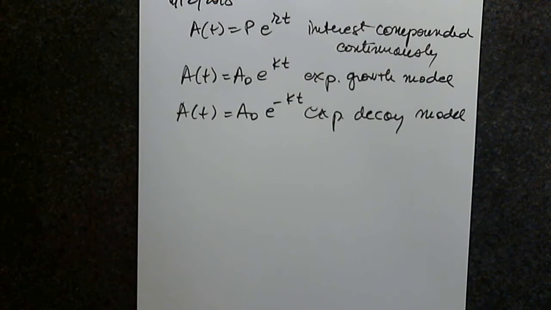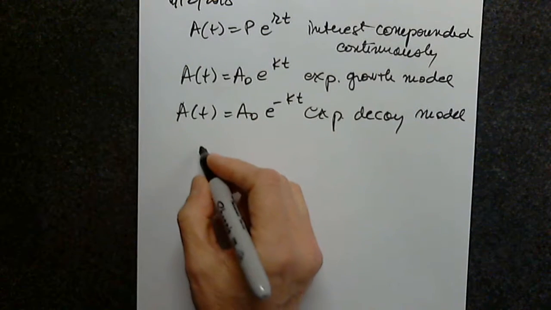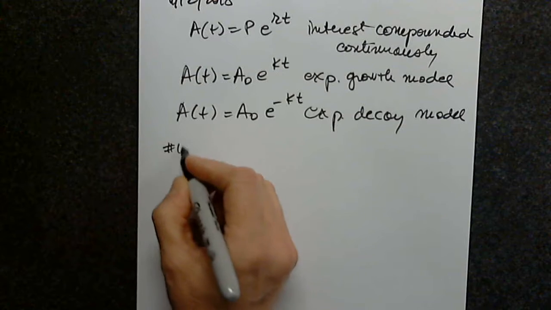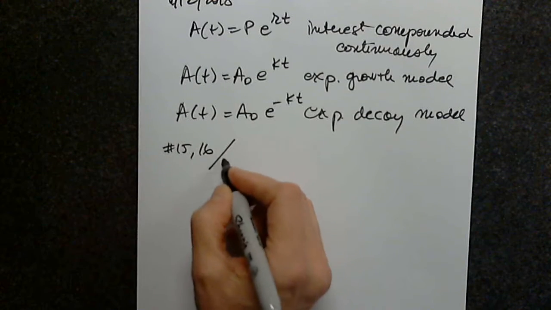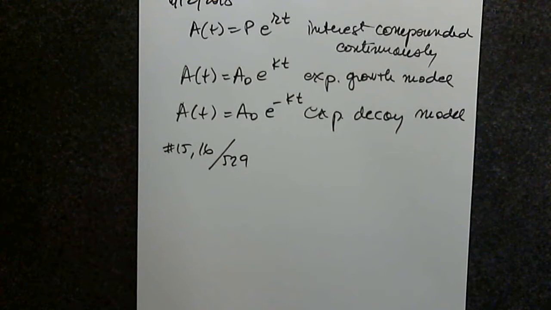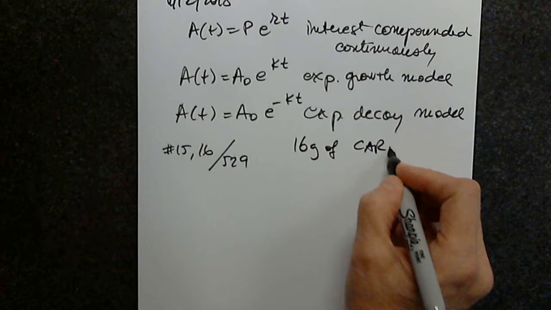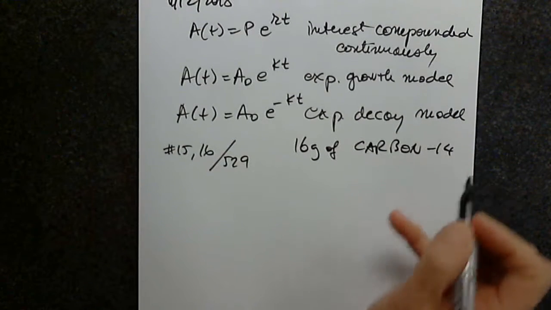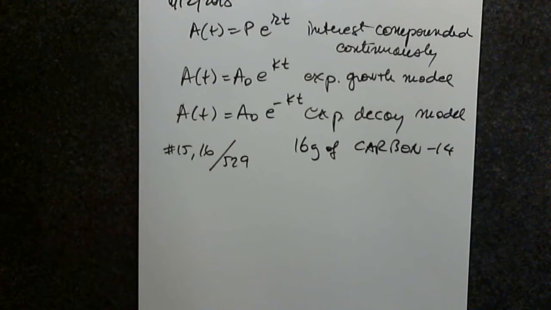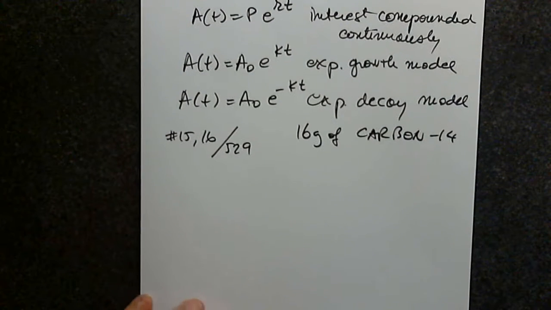Okay, so here it is. These are problems 15 and 16 on page 529. An artifact originally had 16 grams of carbon-14. The name of the radioactive substance is not important. So 16 grams of a radioactive substance.